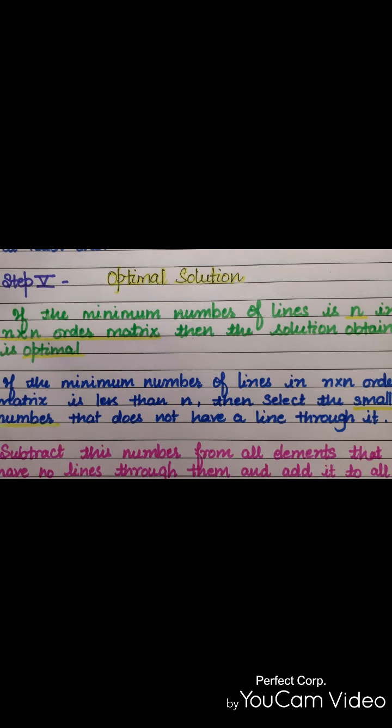Now in the last step, that is the step where we will find our optimal solution. How we will get the solution is, when in the fourth step we draw the minimum number of lines, and we found that the minimum number of lines which we have drawn to cover all the zeros is equal to the order of the matrix, then the solution which you will obtain is optimal, and you have to end the problem there.